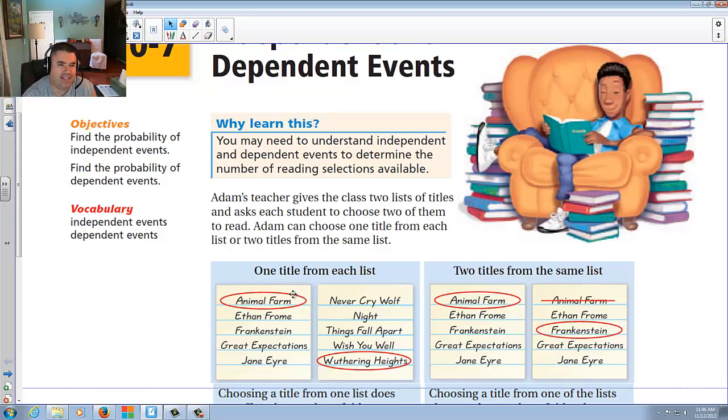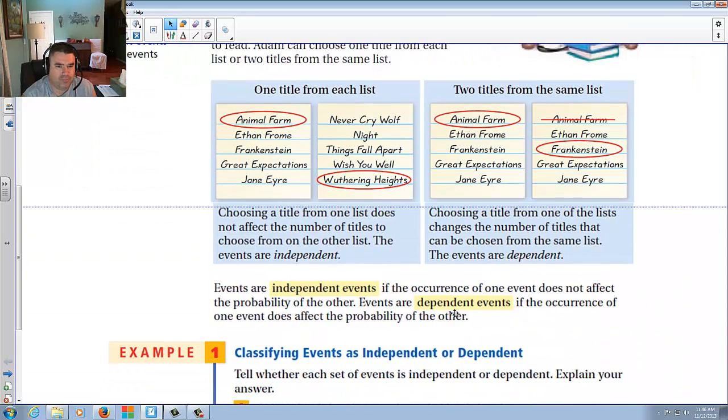So in this case, choosing 2 books or 1 book from each list is independent. It doesn't matter which one you pick. And this one it does, because by choosing Animal Farm, you now have one less choice from that same list. Events are independent if one occurrence does not affect the other. Events are dependent if one event affects the other.